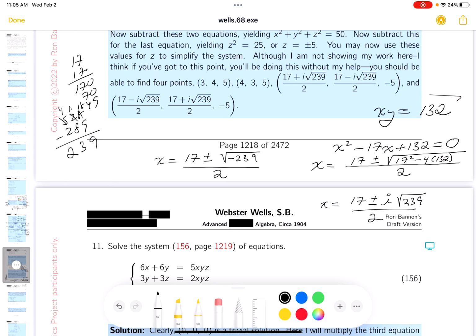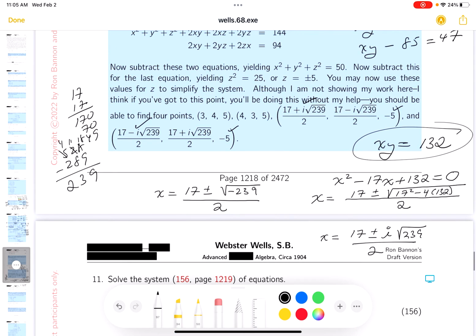How do you get the y's? You're going to use this over here. Before I do that, though, I want to claim it looks pretty difficult. I know that. But I just want to check that I got this over here. The z is minus 5. Did I get the two different x values? I got this one, 17 plus i root 239 over 2, and I got this one over here. I just want to briefly go through how to do this one over here, all right?